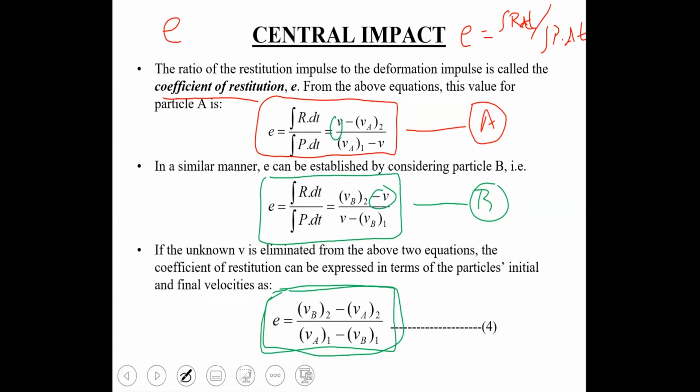Okay, now my next question is, what does this VB2 minus VA2 represent? Sir, the difference in the final velocities. Do we call this difference by some special term?